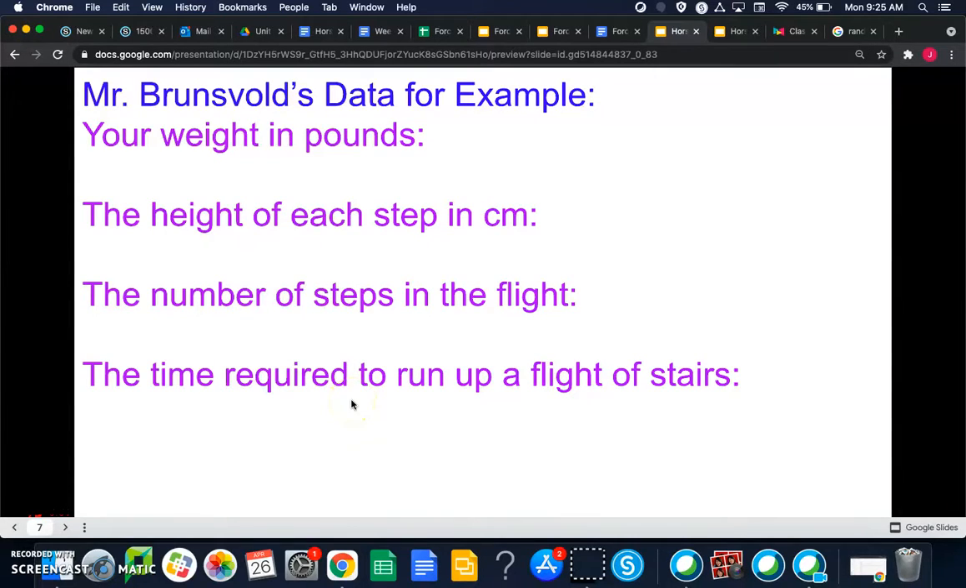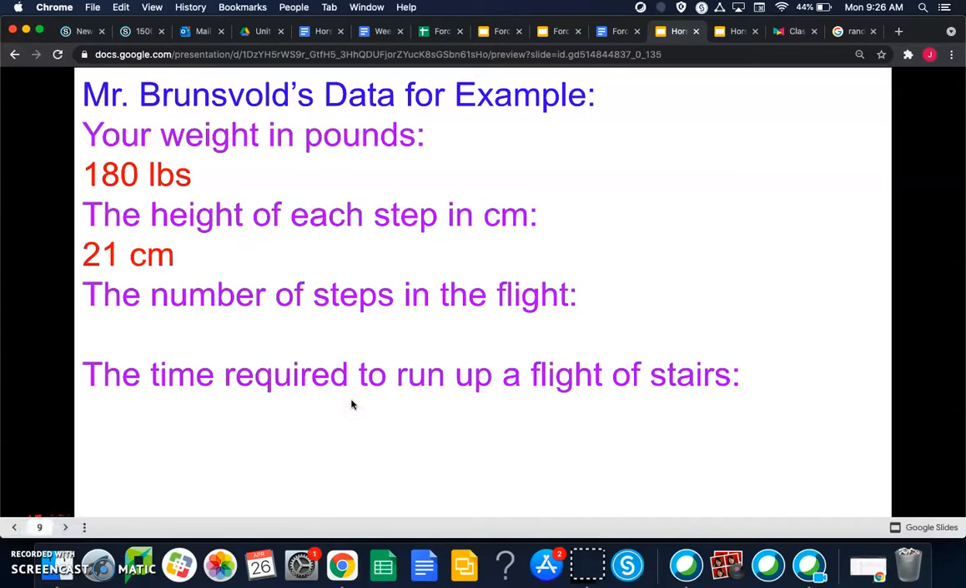Okay, and then what we're going to do is take that information that you hopefully just found and input it into this spot to record the data. So my weight was 180 pounds. You'll record your weight on the slide above.